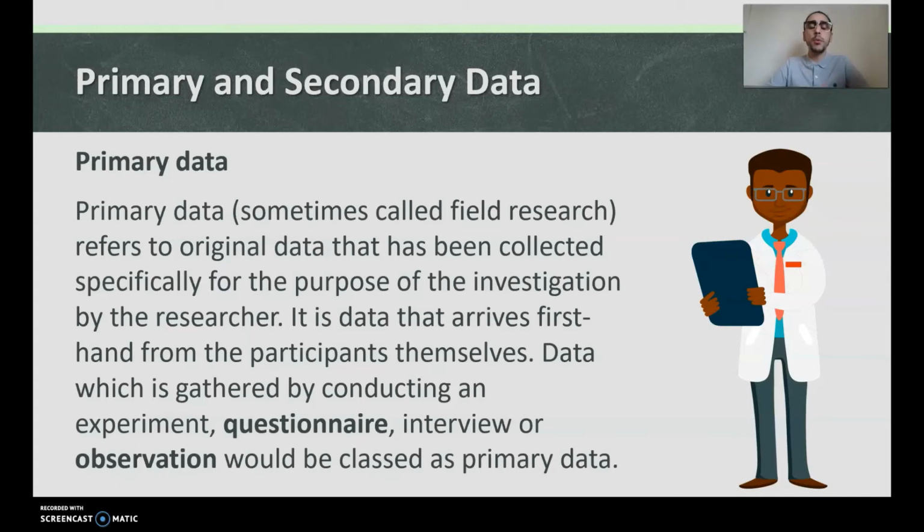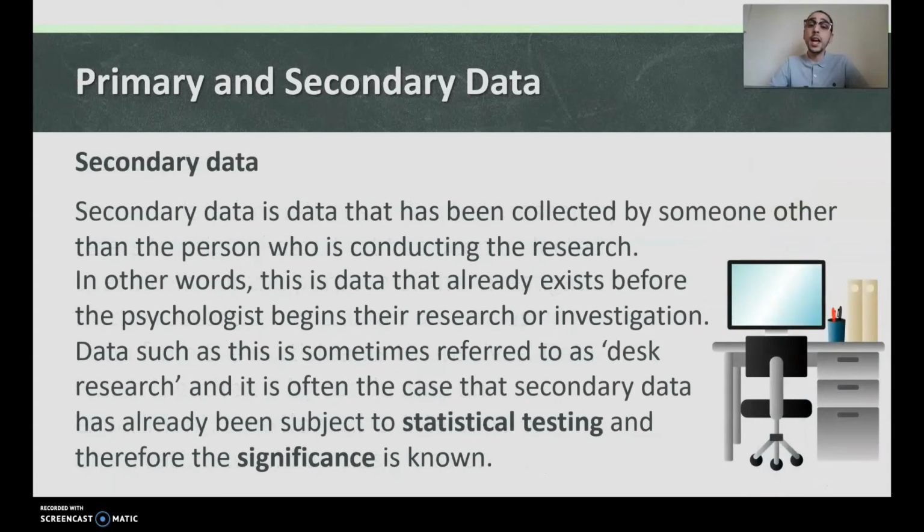Okay, so for example, when I sent you lot out to do some research, seeing if people were obeying commands, whether you were wearing a mask or not, that's your primary data. You've come up with that data. You've created it. You got the data and you did it yourself. That's primary data. Secondary data is data that has been collected by someone other than the person who is conducting the research. In other words, this is data that already exists before the psychologist begins their research or investigation.